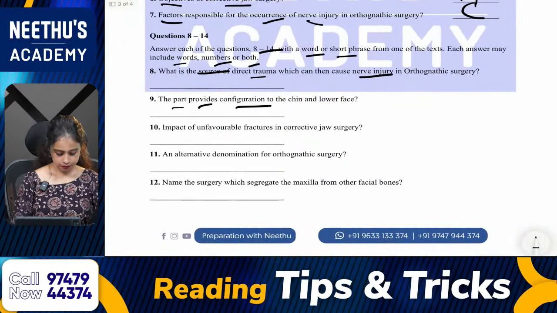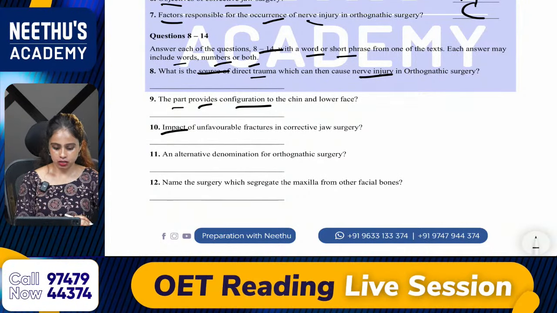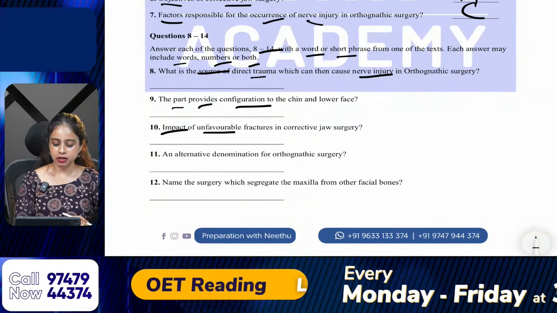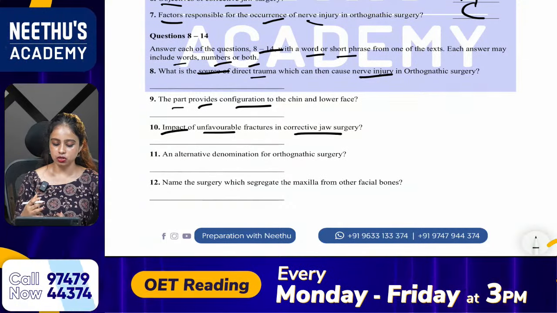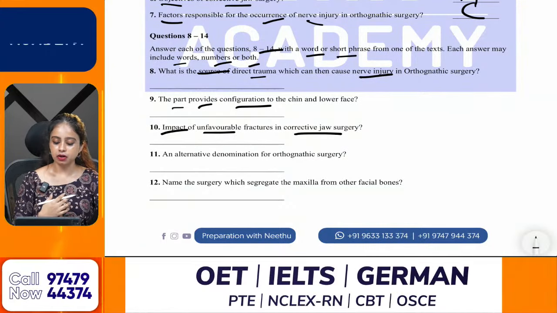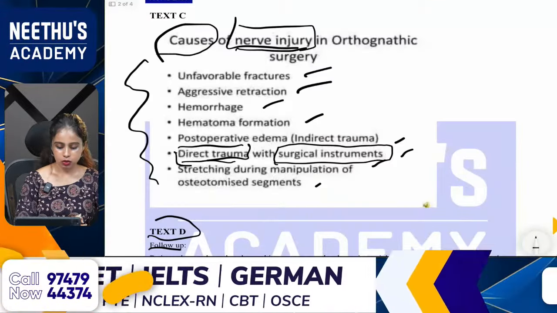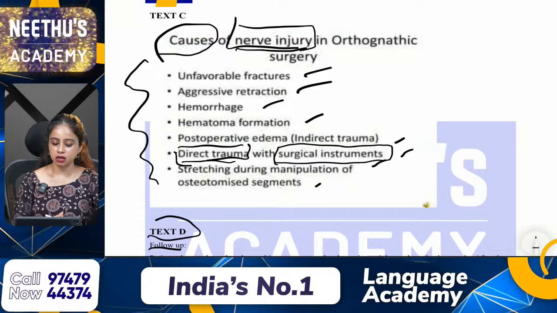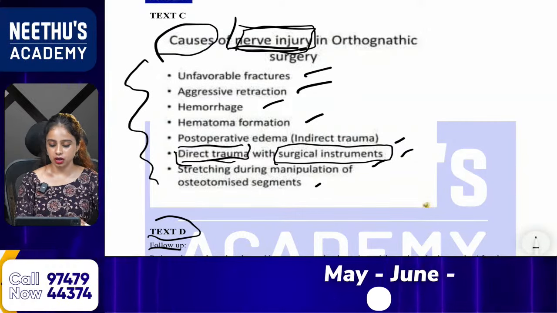Okay. 10th one, impacts, after effects of unfavorable fractures in corrective jaw surgery. So, again this corrective jaw surgery, what is the impact of unfavorable fractures? Okay. So, what are the impacts? As you can see here, it is because of the causes of nerve injury.